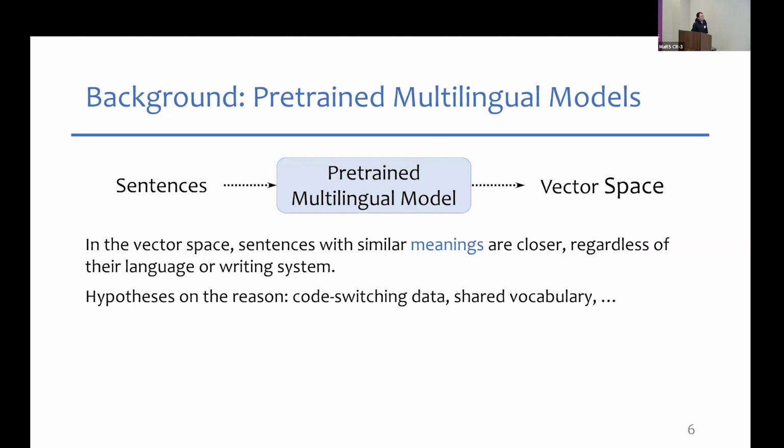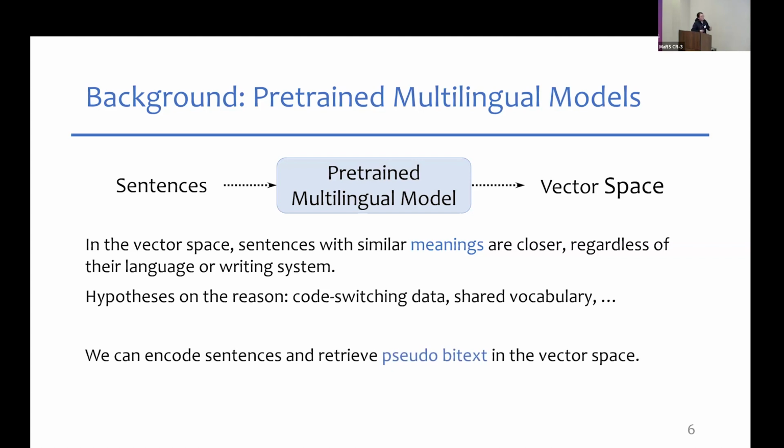A few hypotheses about the reasons are the existence of code switching data or shared vocabularies, for example, English and French, English and German. These language pairs have a lot of shared vocabulary and also borrowed or loaned words, etc. But no matter what the reason is, the fact is these multilingual language models have impressive ability. So what we can do is to encode the sentences and retrieve so-called pseudo bitext in the vector space. By bitext, we typically mean parallel, mutually translatable sentences. By pseudo bitext, we mean sentences in different languages with similar semantics, but not necessarily exactly the same.